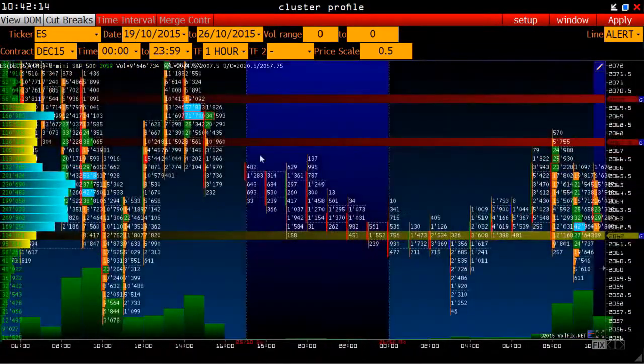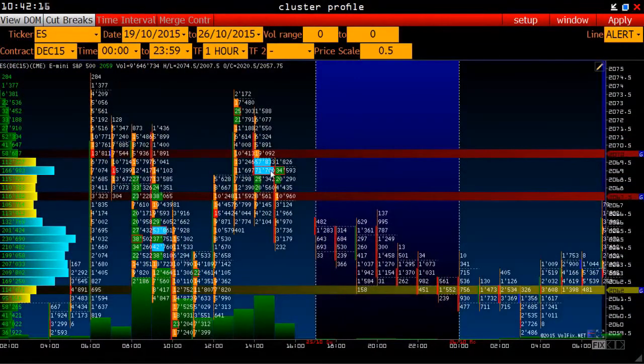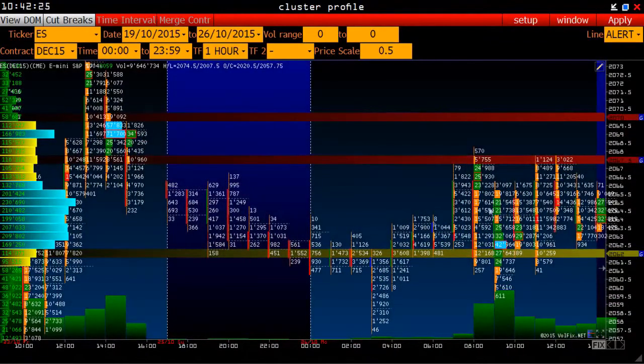If we look at the previous session, we see a large volume, which was formed at 2 p.m. at the price of 2069. Price dropped from it down, but it never was able to rise back, even the next day.